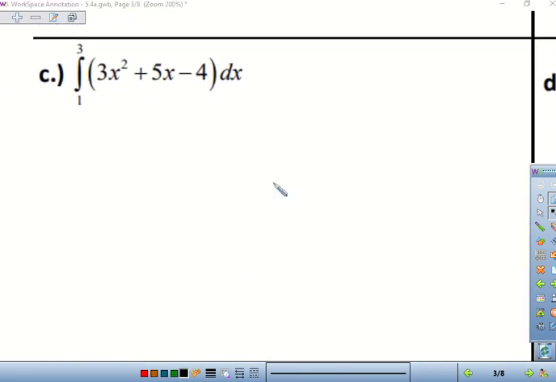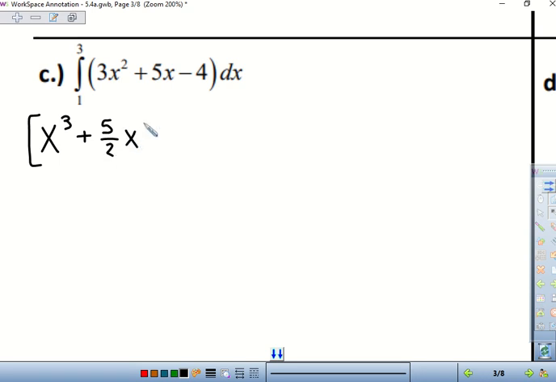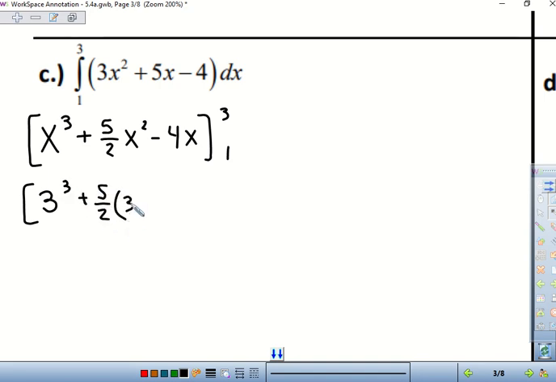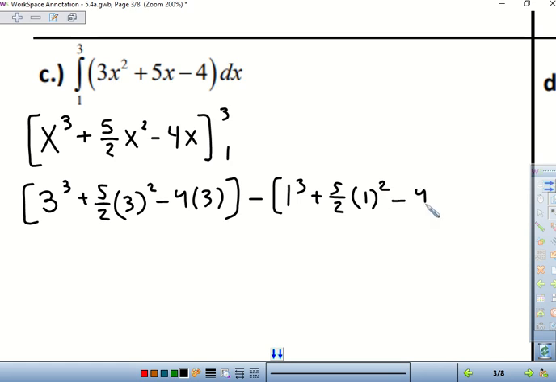So this one here, everybody should be pretty confident with, I hope. This is x cubed plus 5 halves x squared minus 4x. Everybody good with how I got that one? Now we're just plugging these in. So we get 3 cubed plus 5 halves 3 squared minus 4 times 3, minus 1 cubed plus 5 over 2 1 squared minus 4 times 1.